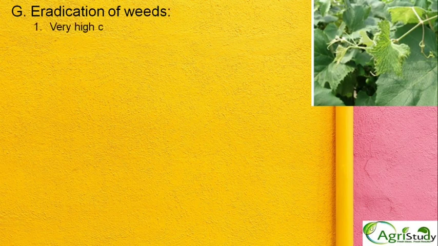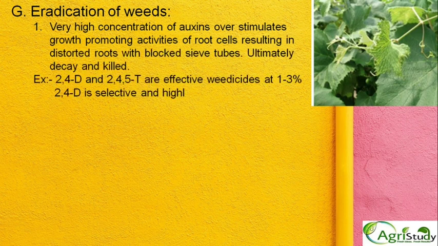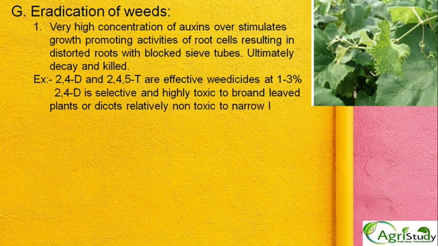Next, eradication of weeds. In the beginning I said that auxin should be in a micro quantity. If it is not in a micro quantity, there will be a problem. It may be toxic to some plants. Yes, in some plants we have used it as a weedicide. Yes, 2,4-D. I think you have heard about 2,4-D. This 2,4-D acts as a weedicide.